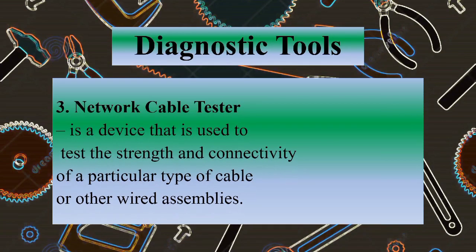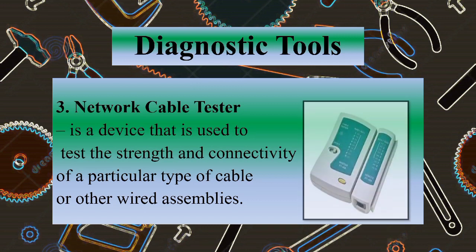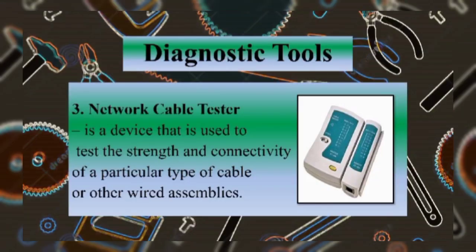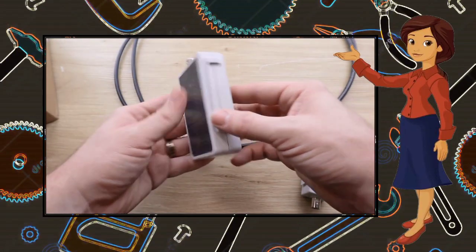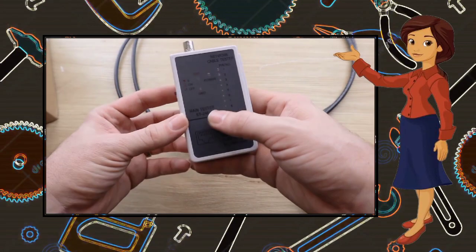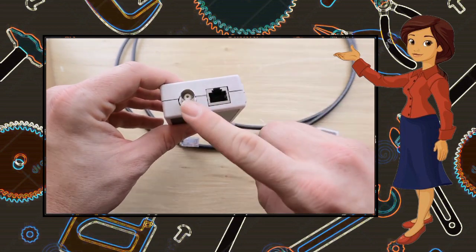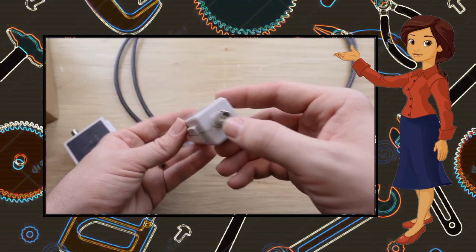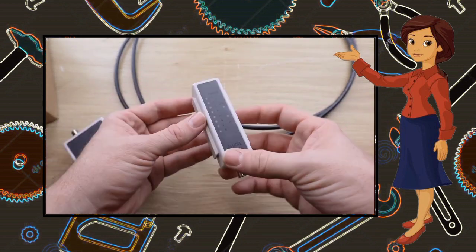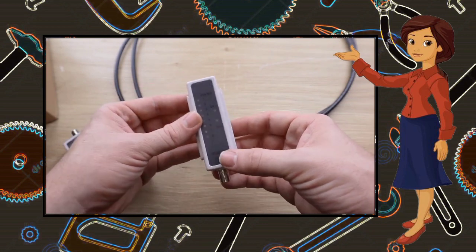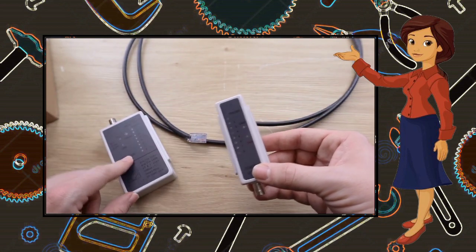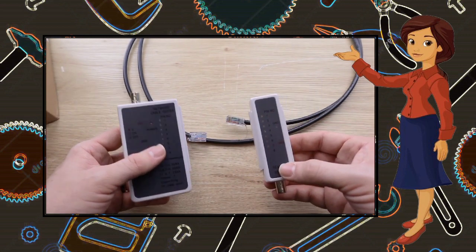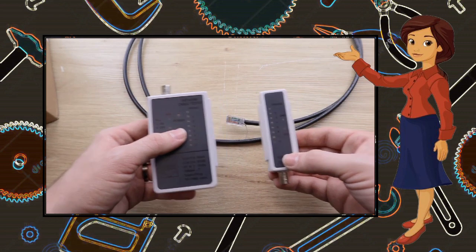Okay, so next is the network cable tester. It's a device that is used to test the strength and connectivity of a particular type of cable. Here we have the main body, which is actually battery powered. So when you turn it on, it gets its power from the battery. And then it has both BNC and RJ45 connections here. The other side, this is the remote, also has BNC and RJ45 Ethernet connections. But there is no battery on this side, so the only way it can get power is if it's receiving power from this piece. And that's ultimately how we know that our cables are working, if it's able to transmit power from the battery-operated piece to the remote piece.